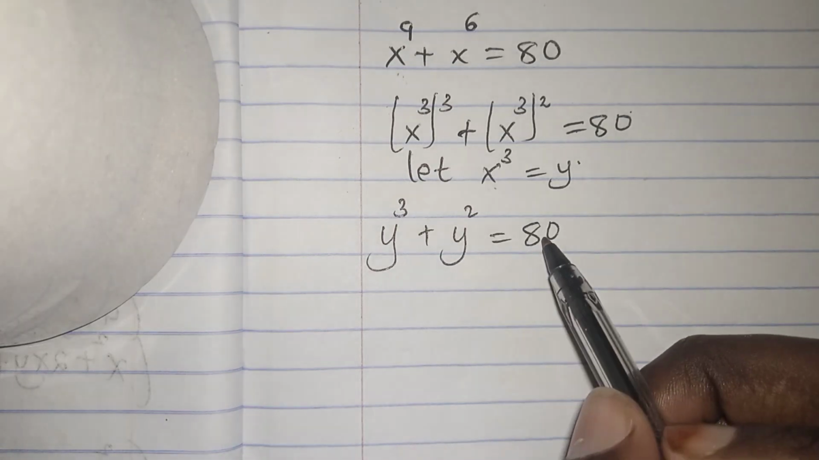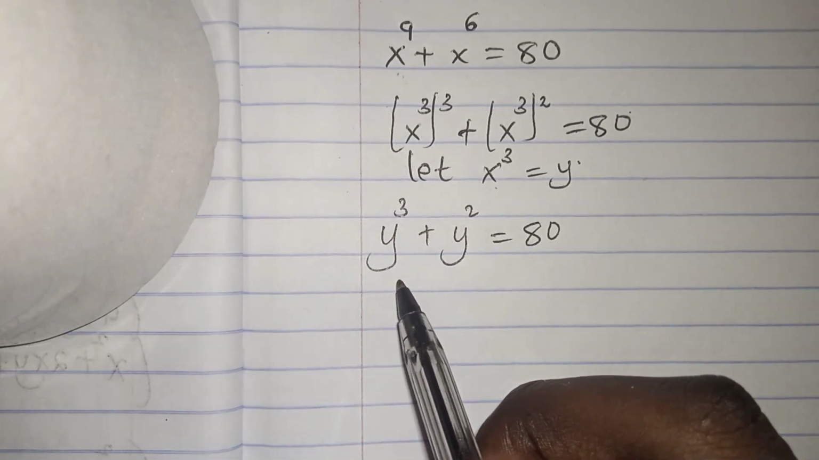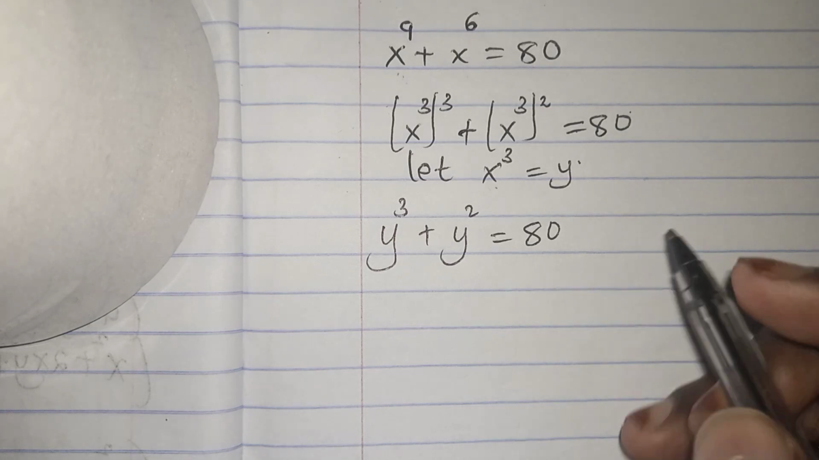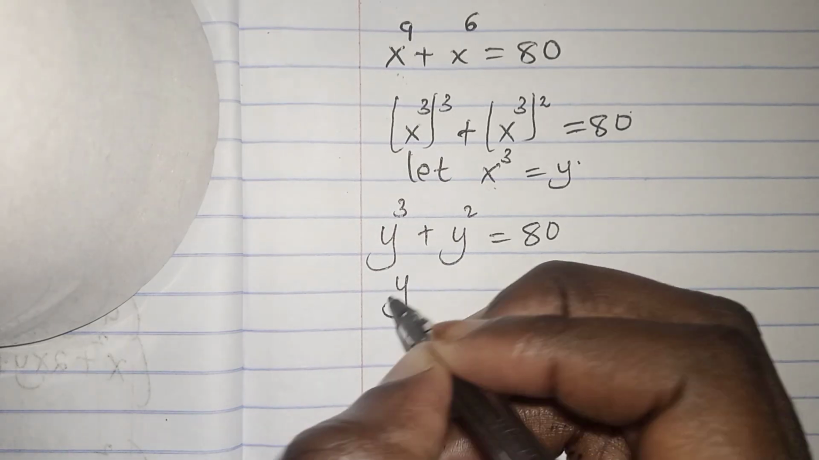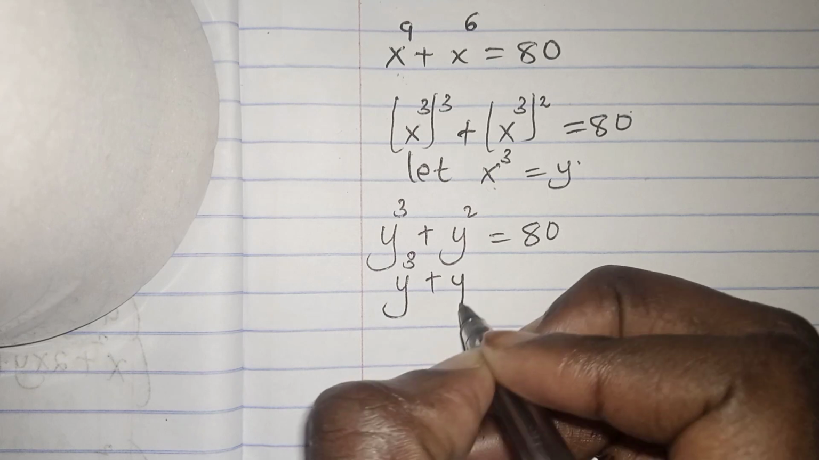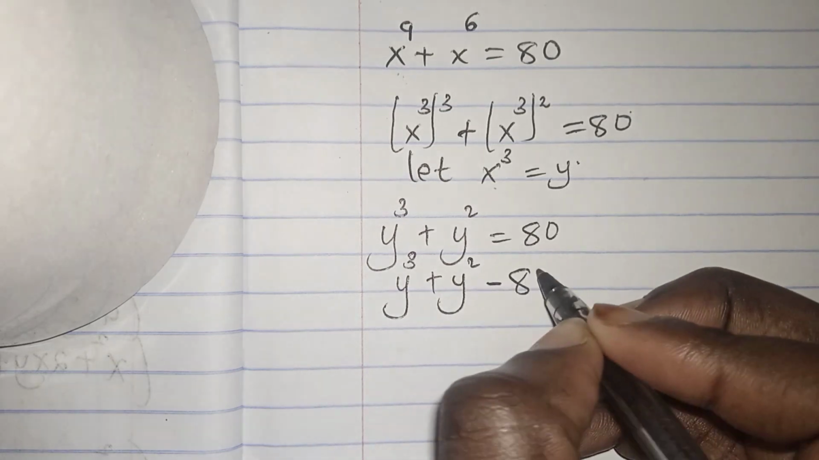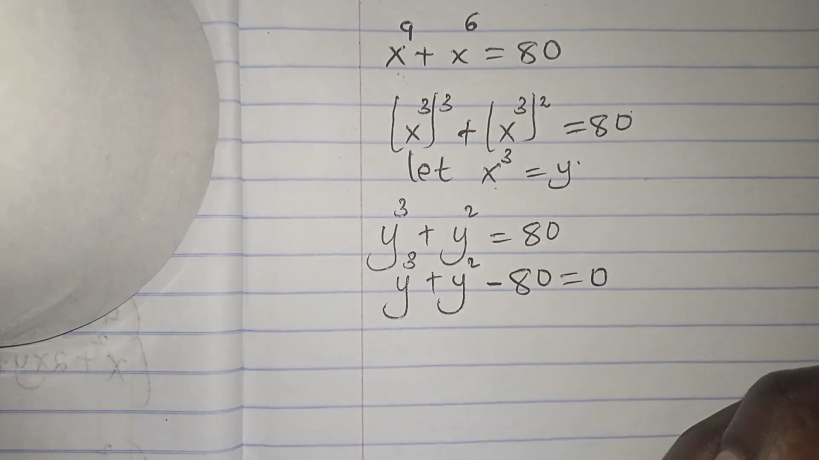So our next step is to bring this 80 to our left hand side and equate everything with 0. So this is what I mean. y cubed plus y squared minus 80 is equal to 0.